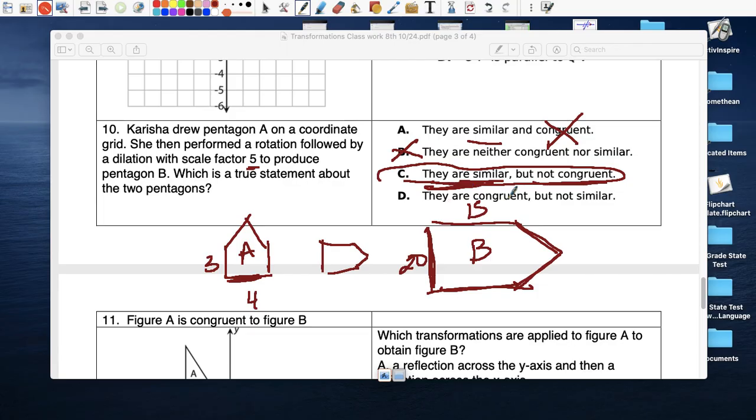And the last one, they're congruent but not similar. The last one says, hey, all these sides, this is 4, this is 4.